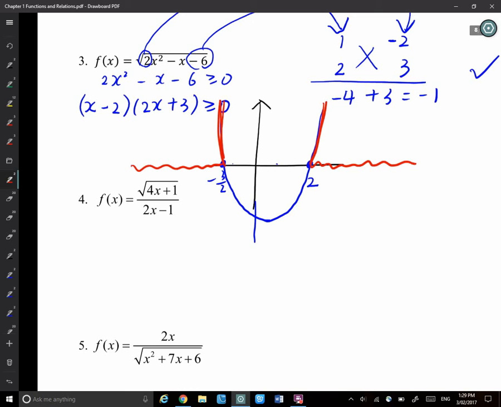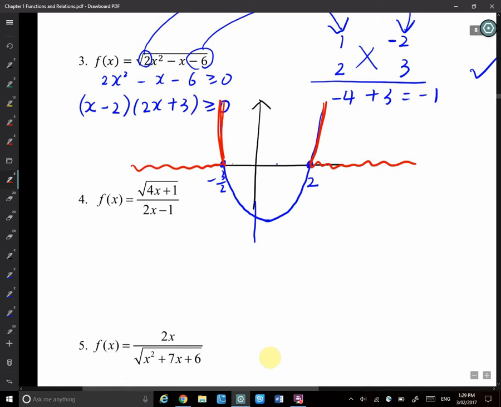So what are the x? Is x smaller than negative 3 on 2? Okay, I'll write it here. X smaller than negative 3 on 2, or equal to, because we have the equal sign, it can equal 0. X smaller or equal to negative 3 on 2, or x greater or equal to 2. Okay, we have two sets of values.